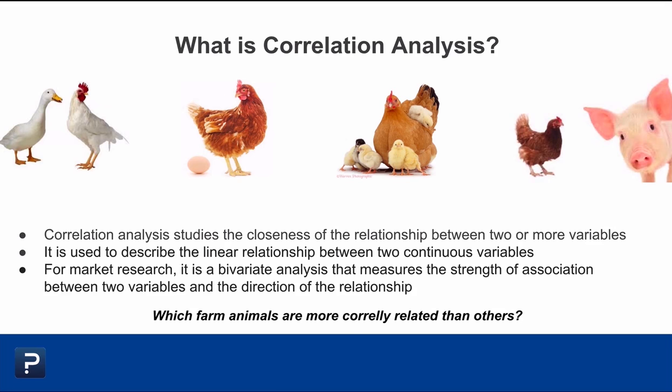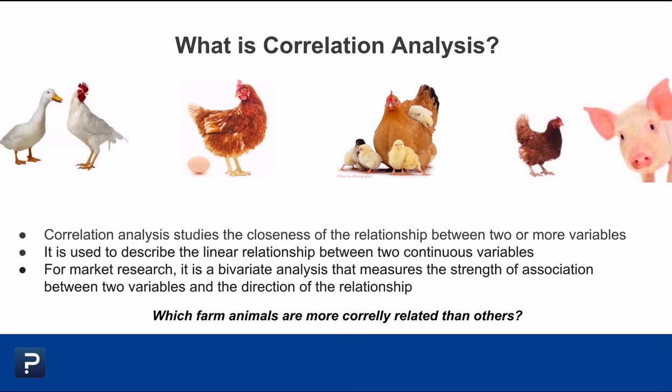And for market research, it is a bivariate analysis that measures the strength of association between two variables and the direction of the relationship. So with our farm example, although they can be on the same farm and eat the same kind of food, pigs and chickens probably have a lower correlation in comparison to ducks and chickens, as we see on the left, since they're both birds.